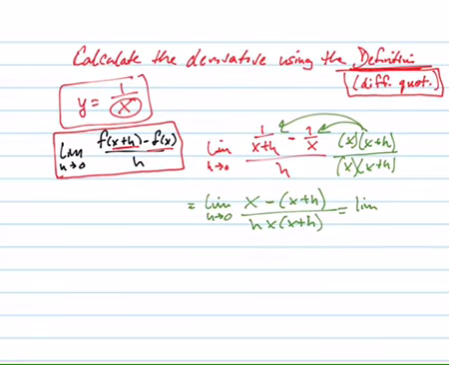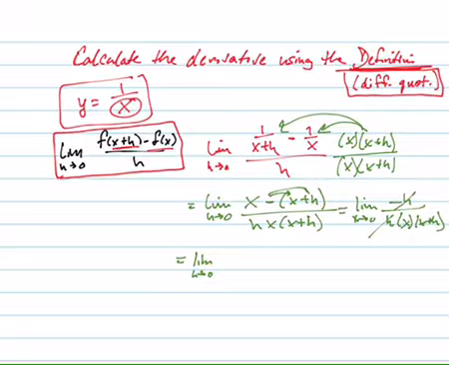Now let's simplify that. That equals the limit as h goes to 0 of, distribute that negative in. A lot of people forget that too. So the x's are going to cancel. You're going to have a negative h on the top, all over h times x plus h. Now I can cancel the h's. So I have the limit as h goes to 0 of negative 1 all over x times x plus h.